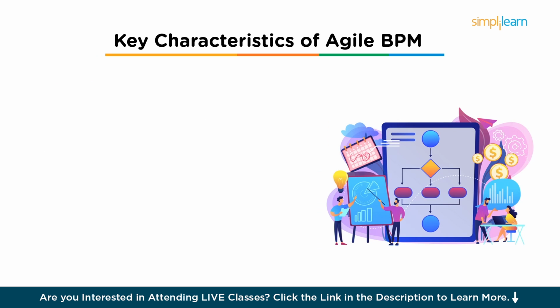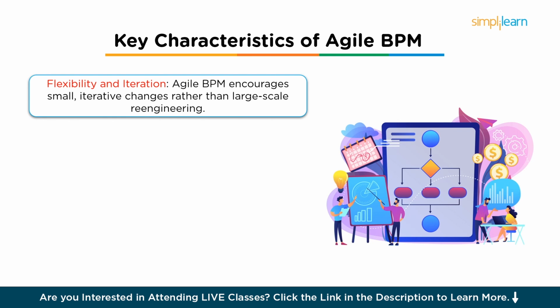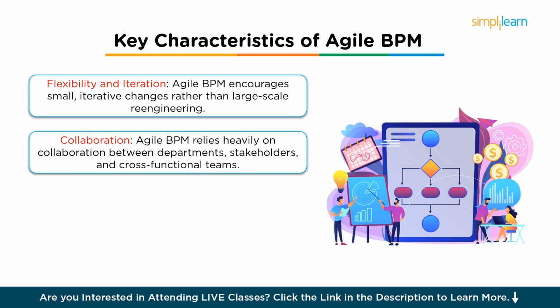Key characteristics of Agile BPM: flexibility and iteration. Agile BPM encourages small, iterative changes rather than large-scale re-engineering. Teams continuously improve processes in short, time-boxed cycles known as sprints, allowing for quick responses to changes. Collaboration. Agile BPM relies heavily on collaboration between departments, stakeholders, and cross-functional teams. Instead of having a centralized decision-making structure, teams work together to implement improvements that align with strategic business goals.